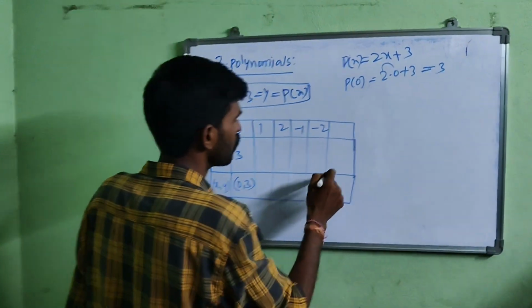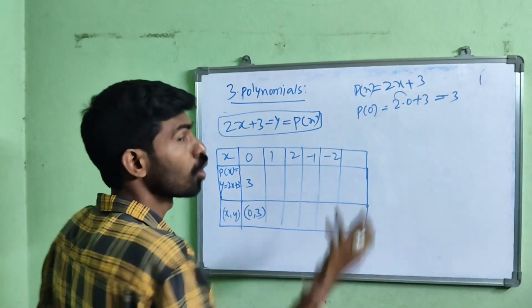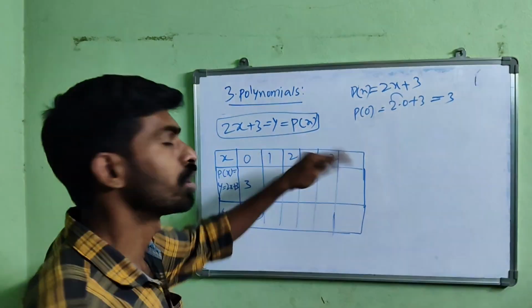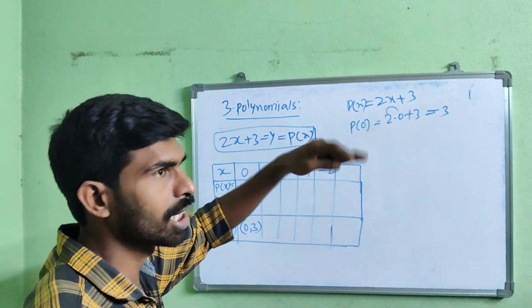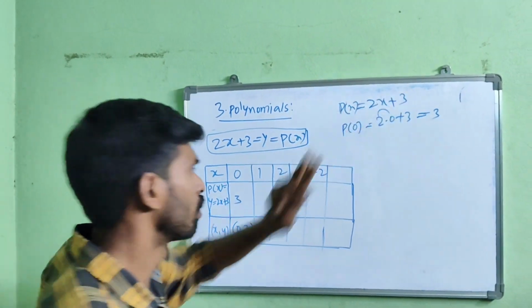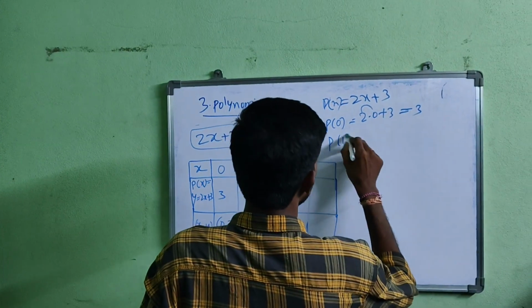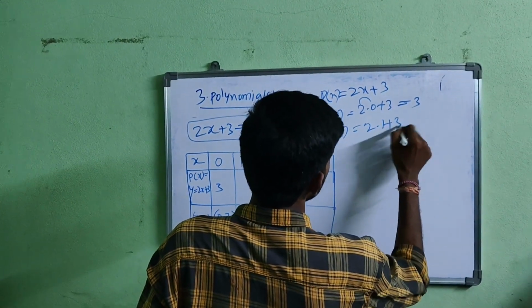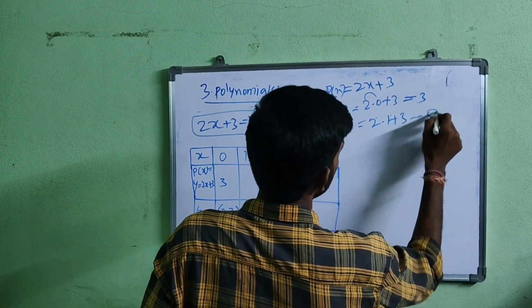Next, if I take 1, if I take 2, if I take minus 1, if I take minus 2, like this. You can take more values also, 1, 2, 3, like this. Your wish. At least take 1, 2, 3. P of 1, 2 into 1 plus 3. 2 ones are 2 plus 3, 5.